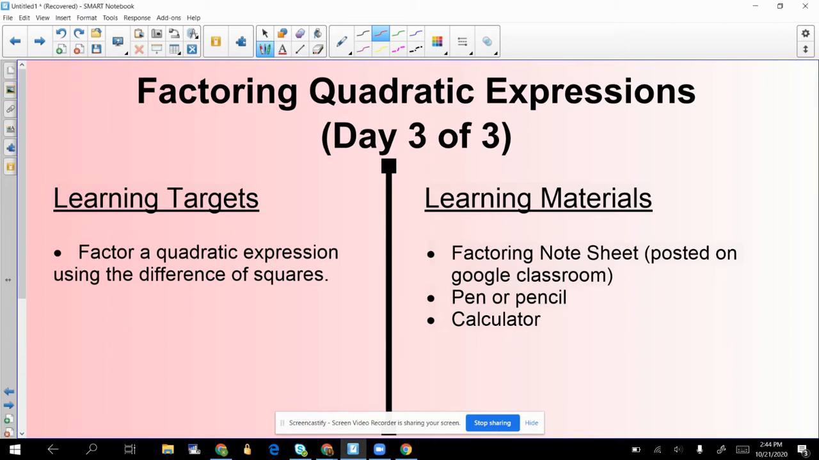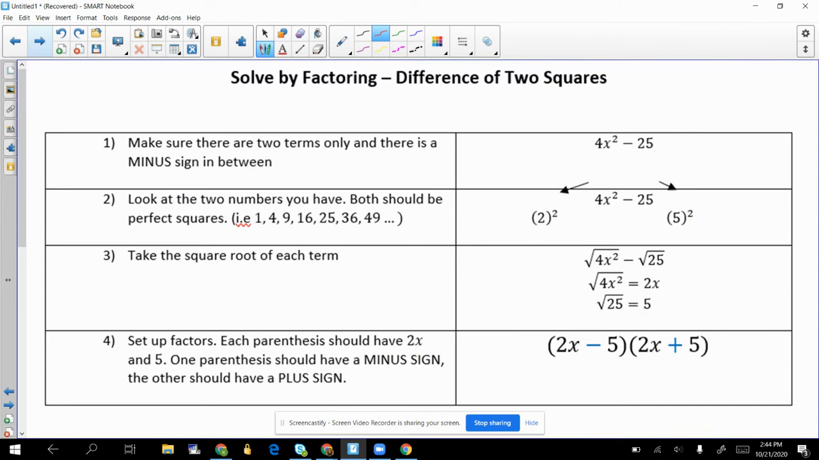And today, our last day, we are going to factor a quadratic expression using difference of squares. So let's check that out. Okay, so part one, here's the step-by-step way to do it. It says, make sure there are two terms only and there is a minus sign in between. Okay, so two terms, meaning it has to look like a binomial.